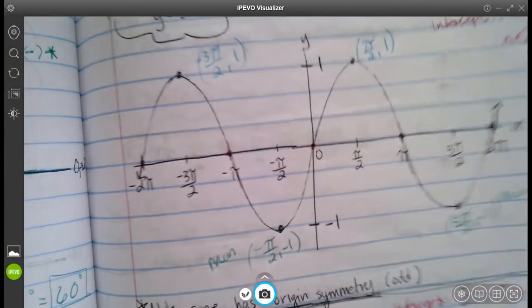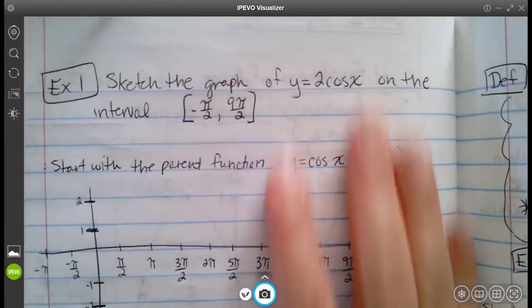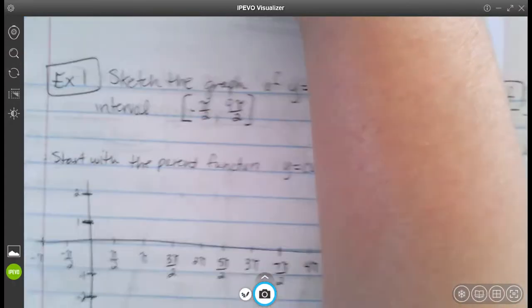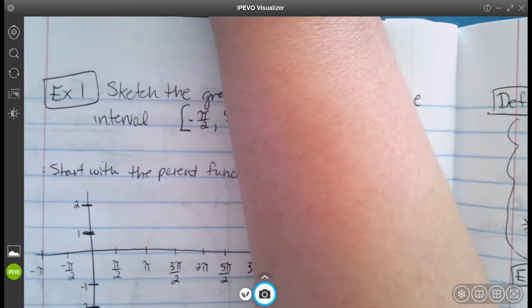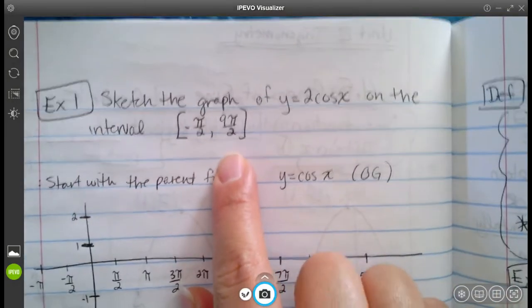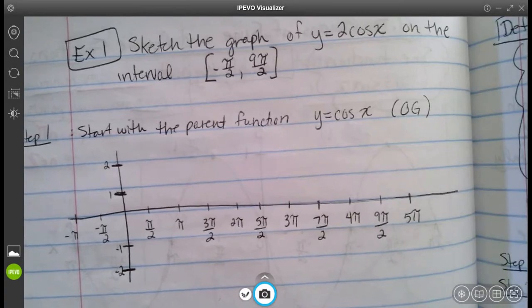All right, let's look at some examples now on how to use these. Lots of examples in this one. We're going to sketch the graph of y equals 2 cosine x on this interval, negative pi halves to 9 pi halves. So we're going to start doing a little bit of some transformations.